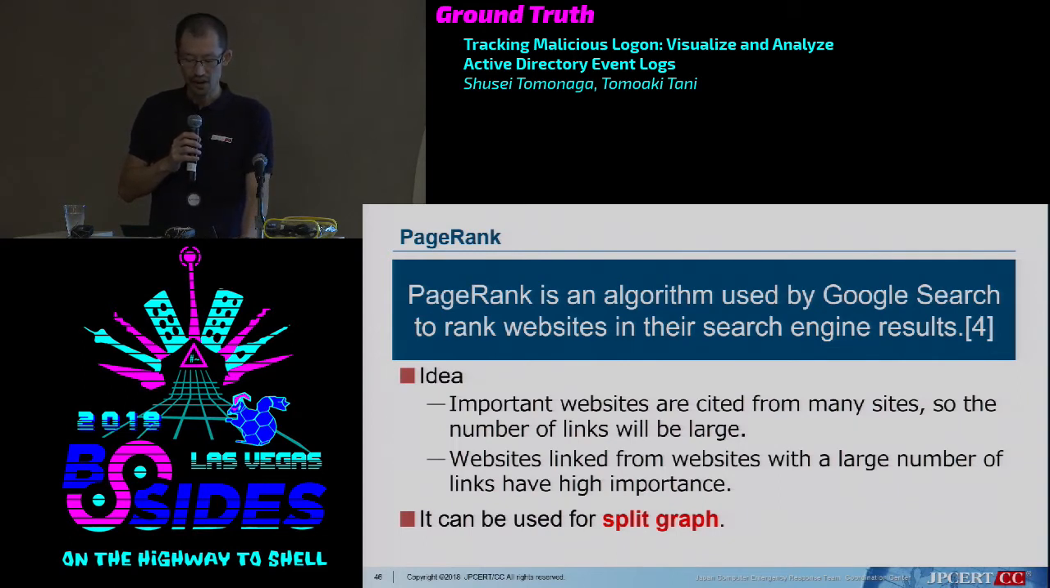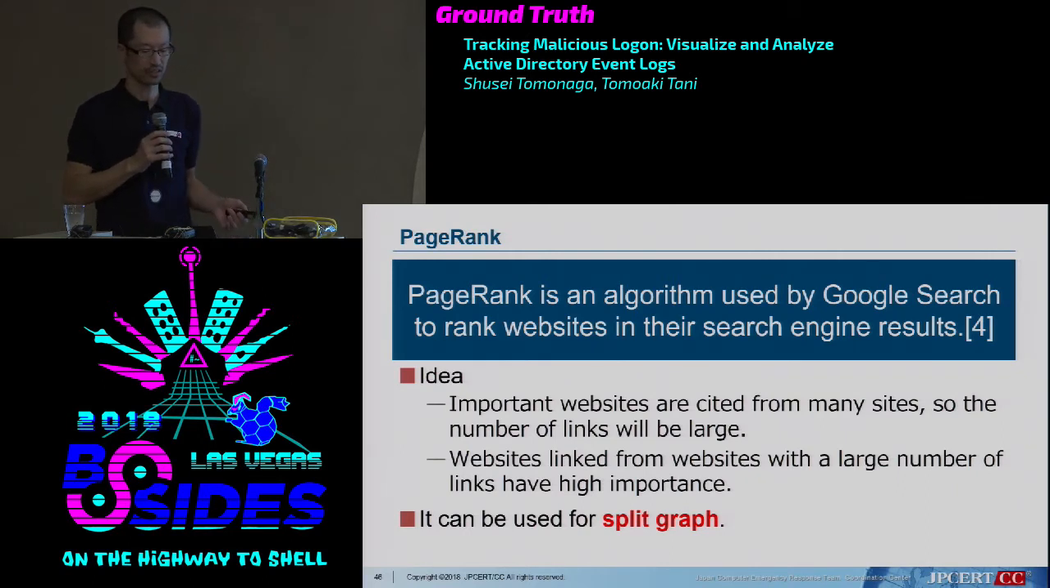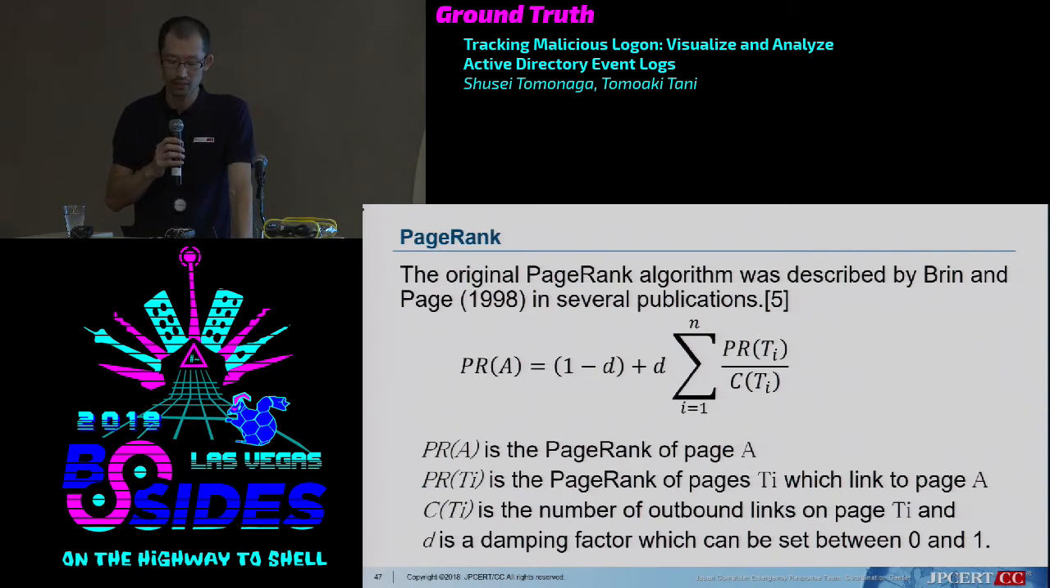PageRank is also used for ranking other than web pages. PageRank can be used for graphs such as an event log graph. The original PageRank algorithm was described by Brin and Page in several publications. We calculated centrality using this algorithm and found an issue.